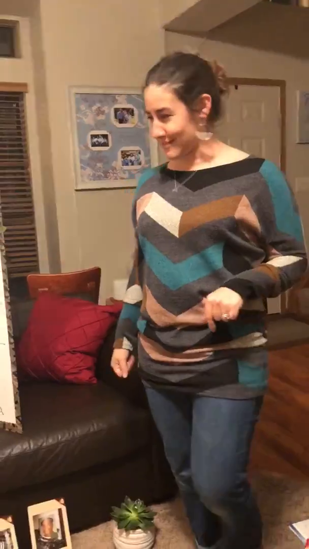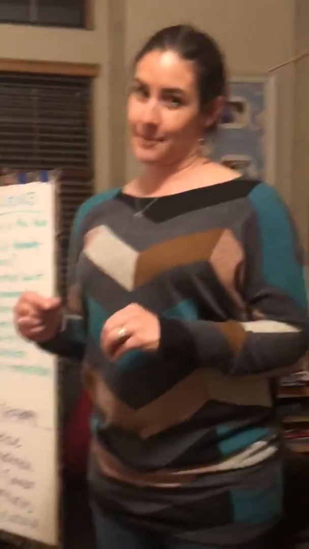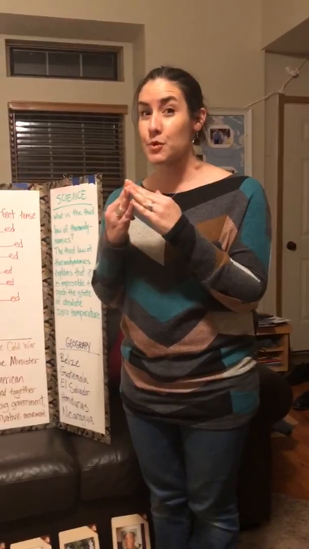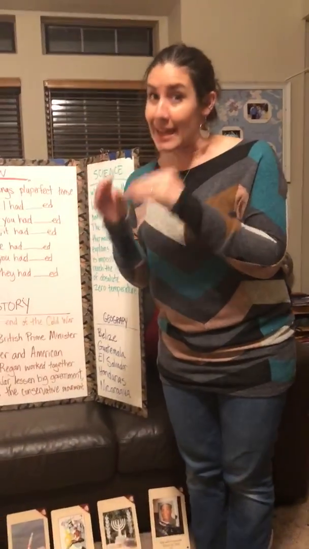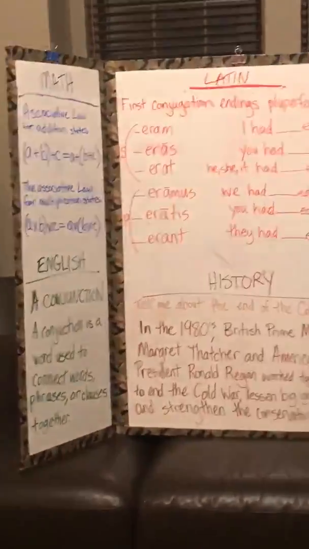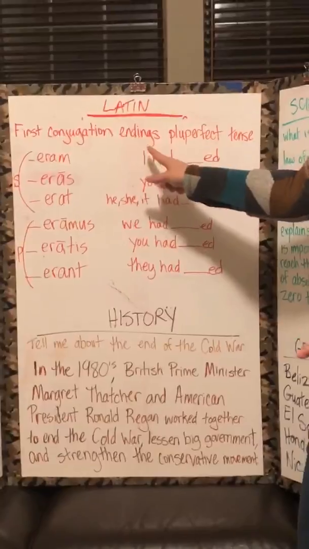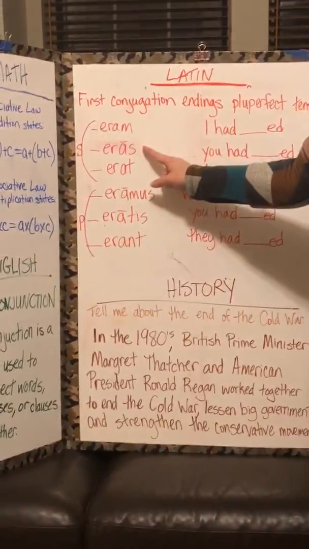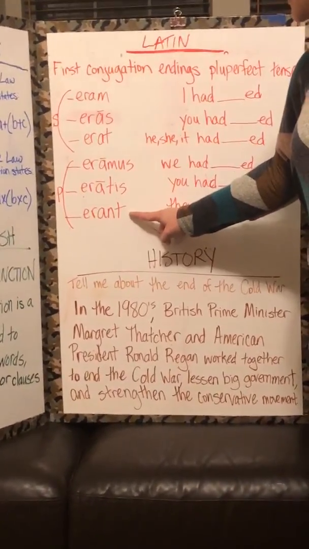You guys are smart. All right, next, Latin. So first conjugation endings, pluperfect tense. When I say pluperfect, I blow out of my mouth. That helps me remember that it starts with the sound air, because blowing air, so eram. That's how I start. So let's say it together. First conjugation endings, pluperfect tense. Eram, eras, erat, eramus, eratis, erant.